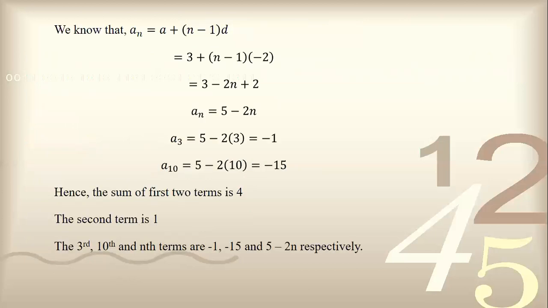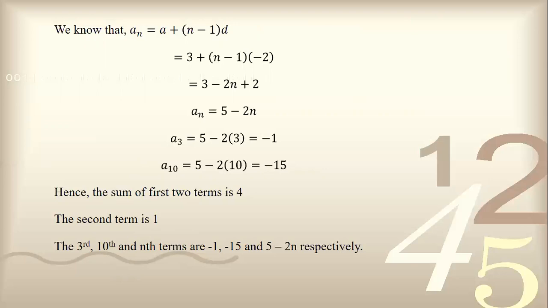We know an is a plus n minus 1 into d. So a is 3 plus n minus 1 into d, which is minus 2. So we get the general form an equal to 5 minus 2n. In this, if we substitute 3, a3 is equal to 5 minus 2 into 3, which is minus 1. a10 is 5 minus 2 into 10, which is minus 15.